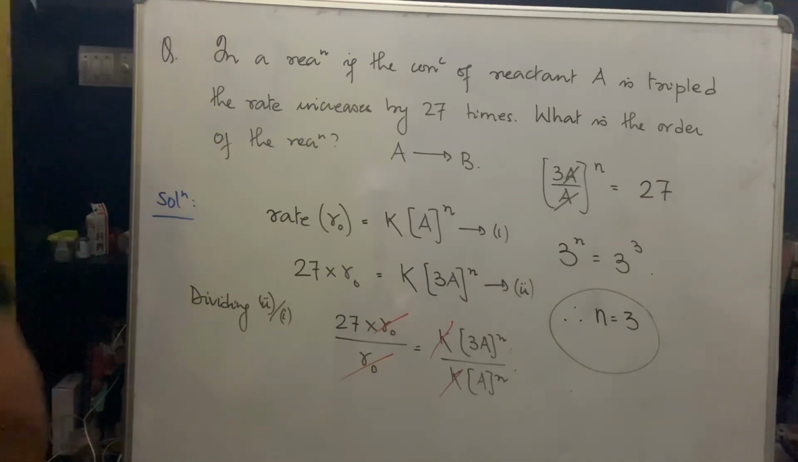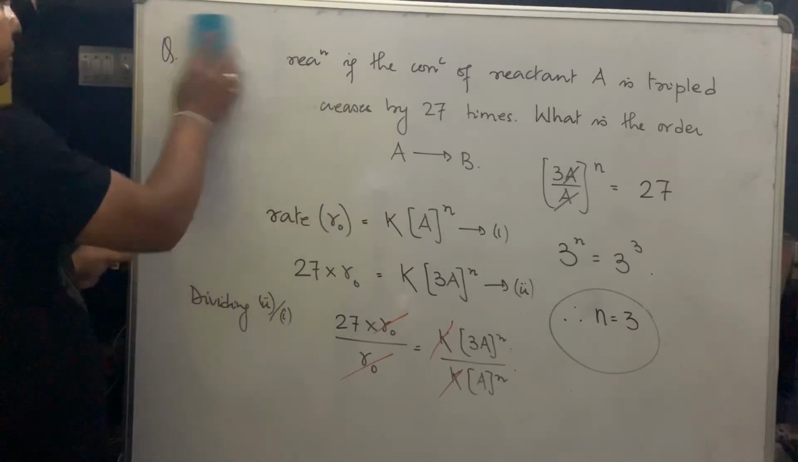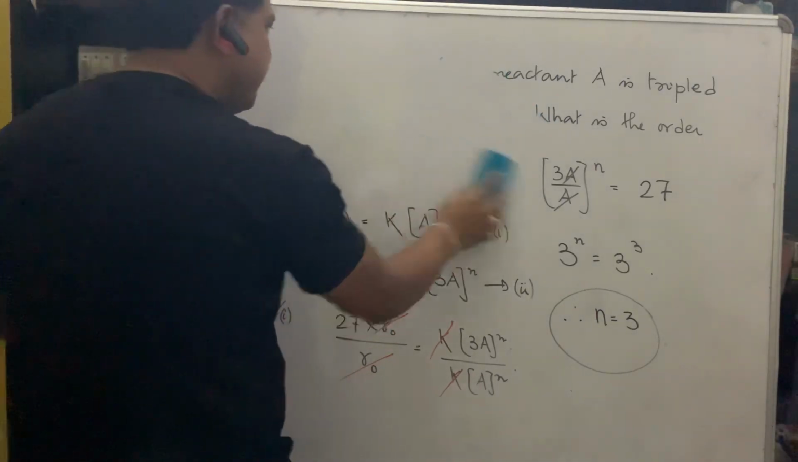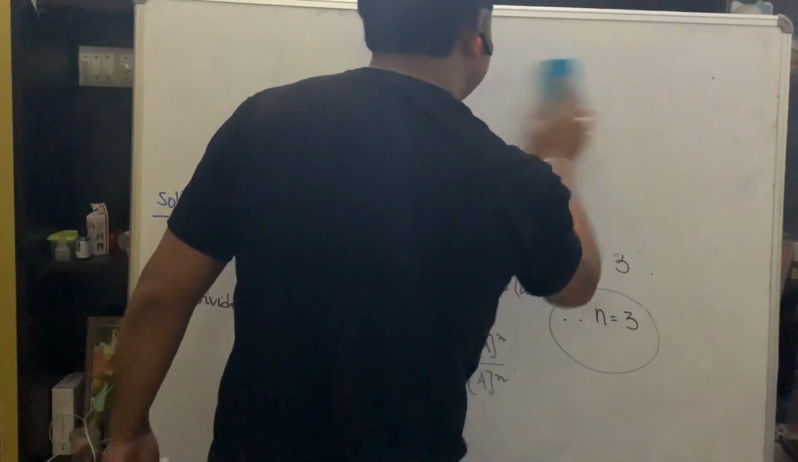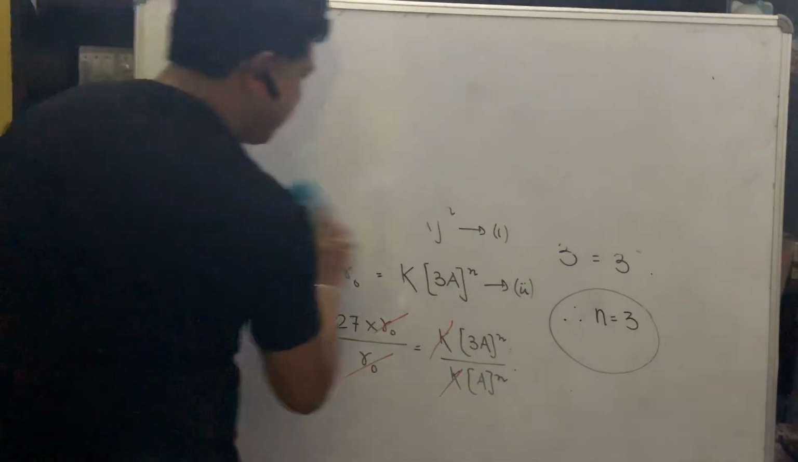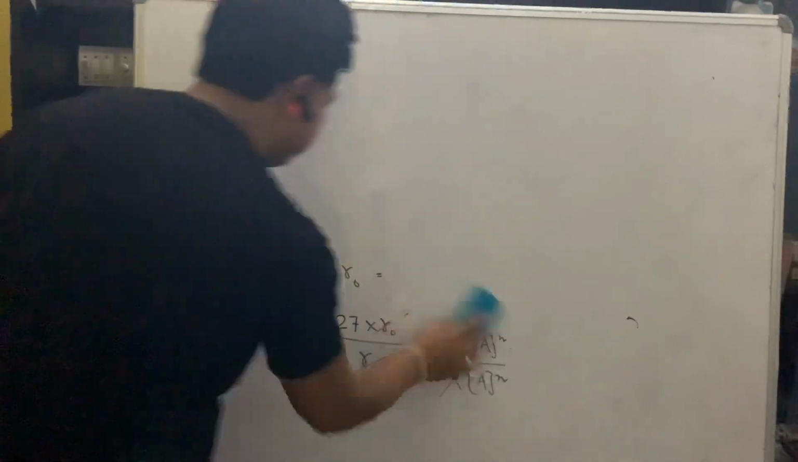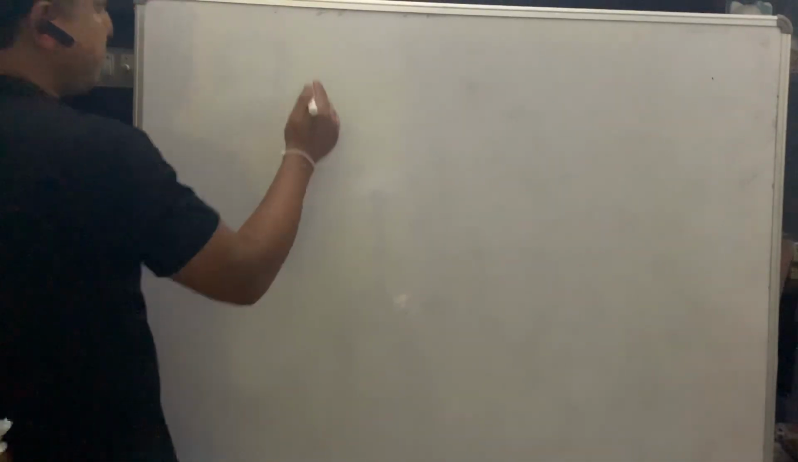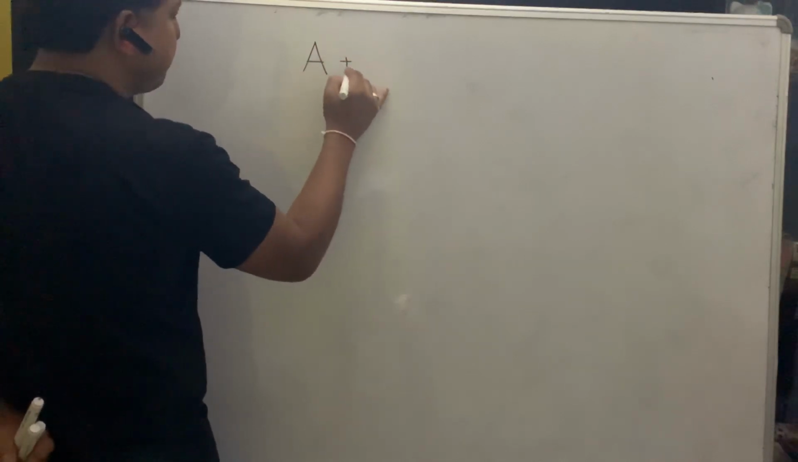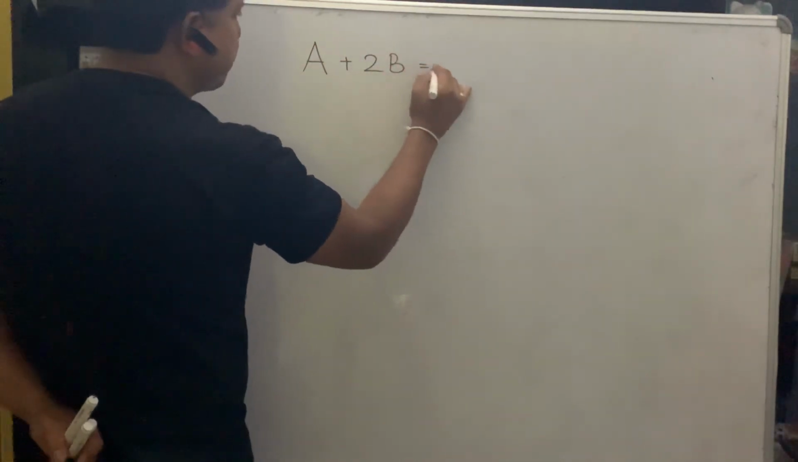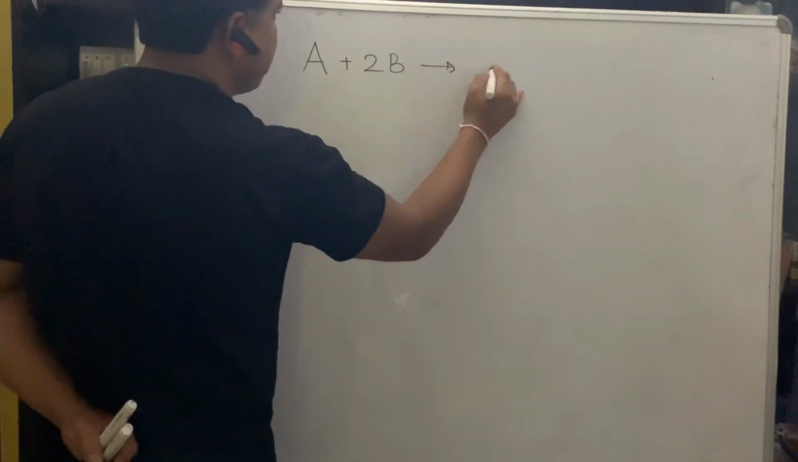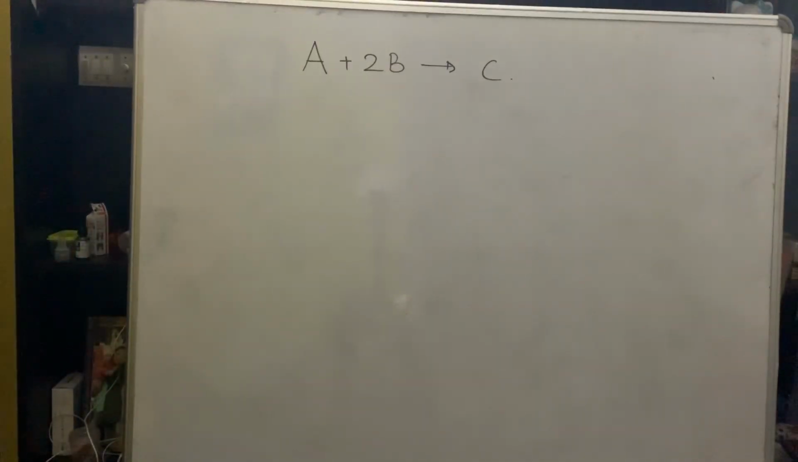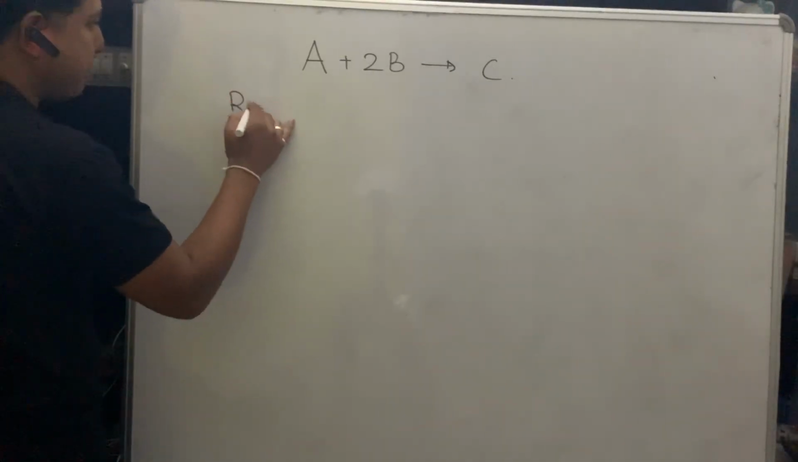Fine. So this is one type of problem. Now let me discuss another category of numericals which might come. Let me consider a hypothetical reaction, A plus 2B equals C, and the rate law expression is given.